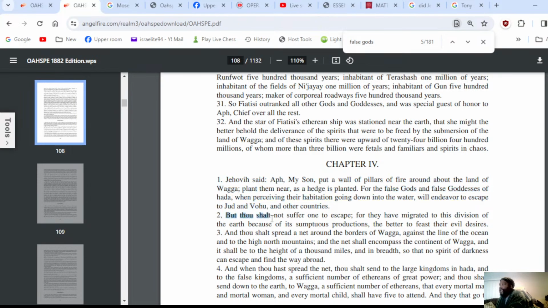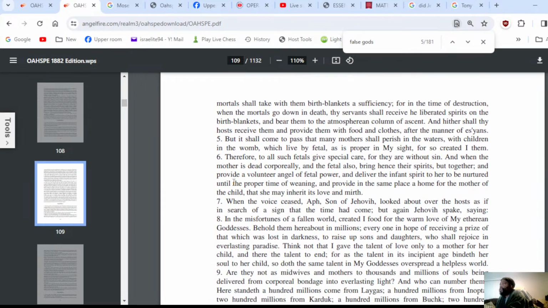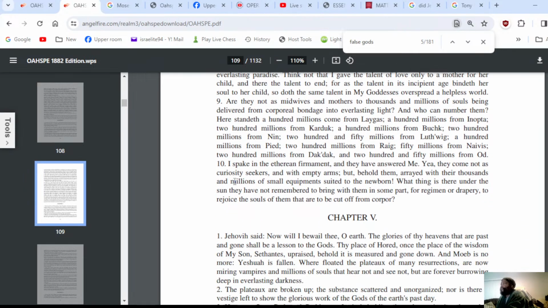Verse 2: but thou shalt not suffer one to escape, for they have migrated to this division of the earth because of its sumptuous productions, better to feast their evil desires. Verse 3: and thou shalt spread a net around the borders of Waga against the line of the ocean. Okay, that's the account of the sinking of a continent. That's not what I want to look at. I'll scroll a little bit. You can read it, stop the screen. I'm wanting to look at false gods.